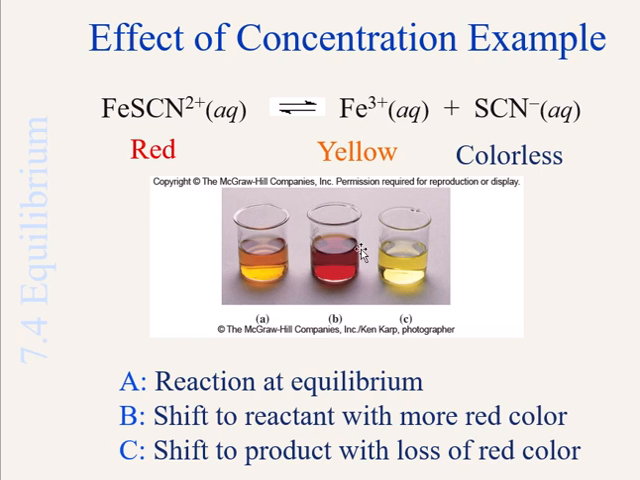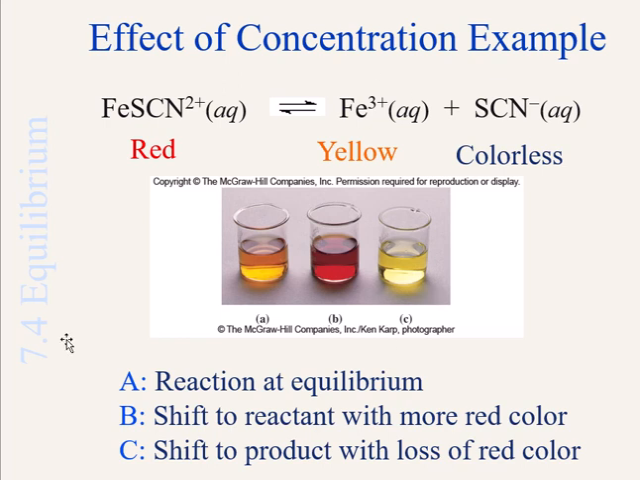These are the three different versions of the system at equilibrium. The first one shifts to reactant with more red color. So if we were to come along and add some product, maybe iron, maybe just SCN minus, that would cause the system to move more to the left, and we can see that the new equilibrium has higher concentration of this compound rather than iron.